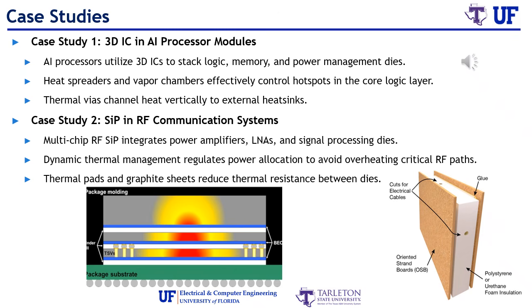Second, an RF system-in-package module for smartphones and base stations. Power amplifiers generate intense local heat. Materials like graphite sheets, thermal pads, and small vapor chambers, plus dynamic power control, keep temperature stable so RF performance and signal quality remain reliable in very compact hardware.